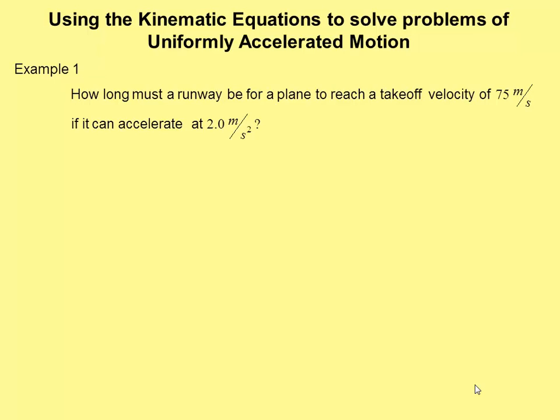So we're going to do 2 examples today. The first one, how long must a runway be for a plane to reach a takeoff velocity of 75 meters per second if it can accelerate at 2.0 meters per second squared?